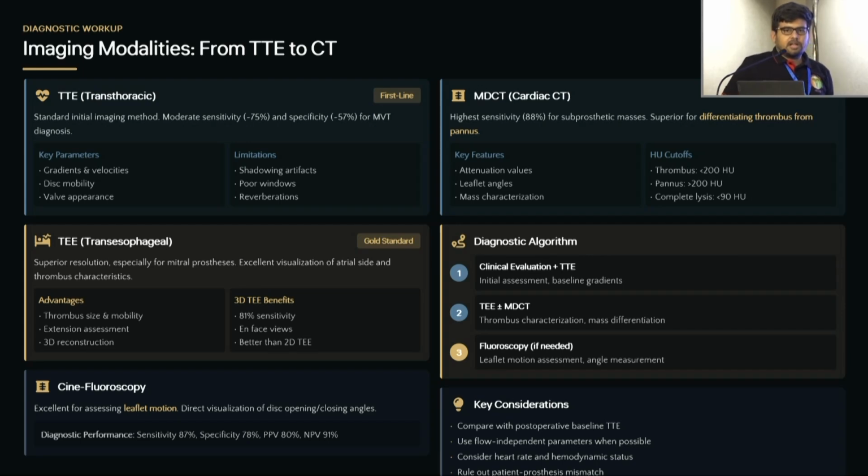For transthoracic or transesophageal echo, after the surgery we do an echo and note all the flow and non-flow parameters after 1 month of surgery. That is taken as the baseline. With any changes from that baseline value, we have to think about thrombosis.